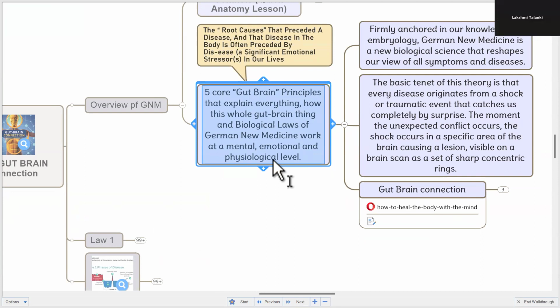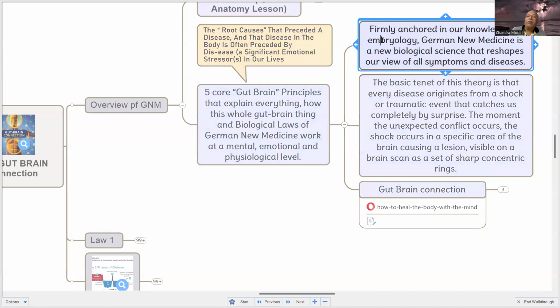Now, this German new medicine is leveraging everything on the basis of what we call embryology. What is embryology? About the embryo. Embryology means how you have developed from the embryo, right? So this is talking about exposing the spiritual roots of a disease. Are you clear? Yes. Right? Now, why this?